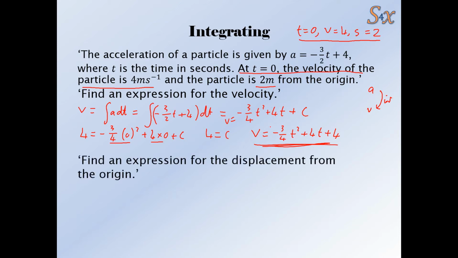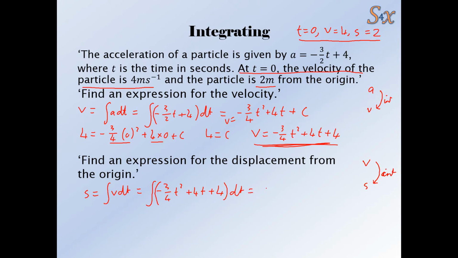And the next bit says find an expression for the displacement. Well, how do I get the displacement? I can get it from the velocity. To get to the displacement, I need to integrate again. To get from velocity to displacement, I integrate again. So the displacement s is the velocity integrated with respect to time. So I'm going to substitute in the expression for the velocity, which I just found. That was minus 3/4 of t squared plus 4t plus 4. Put some brackets in to make that clear. Integrate with respect to time.